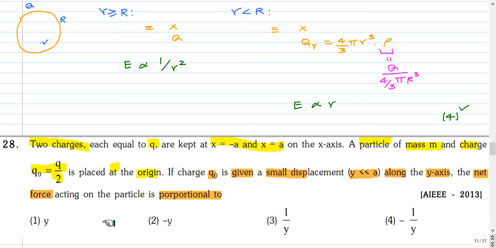So between q0 by 2 and the other q's, there will be a repulsive force because they are like charges, and the net repulsive force will be in the y direction. So you have to use Coulomb's law to get the force and take the components. You can pause and attempt this question.